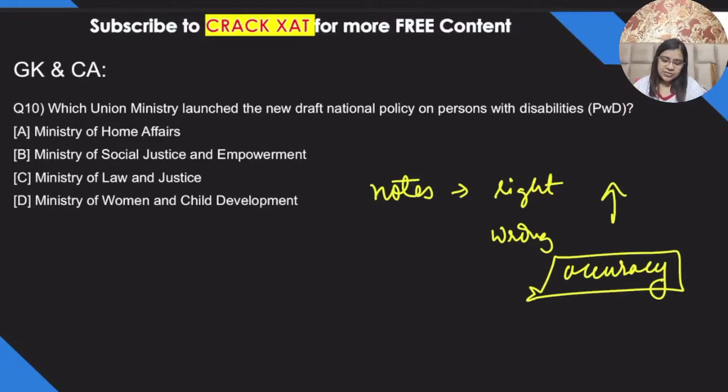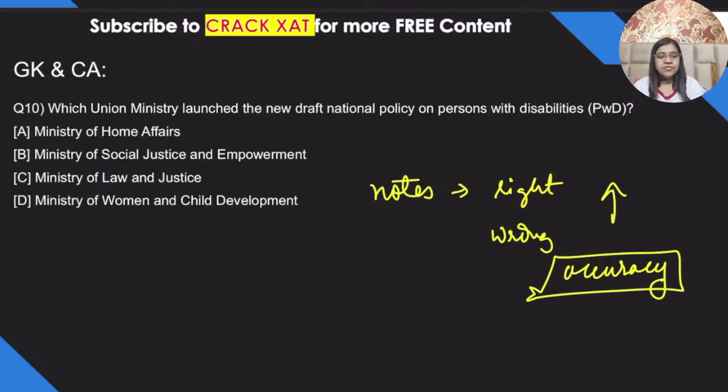The question is, which union ministry launched the new draft national policy on persons with disability, PWD? आप लोगों ने फॉर्म भरा होगा MBA का, तो आप लोगों ने ये देखा ही होगा PWD. So make a connection between PWD and something similar as such.